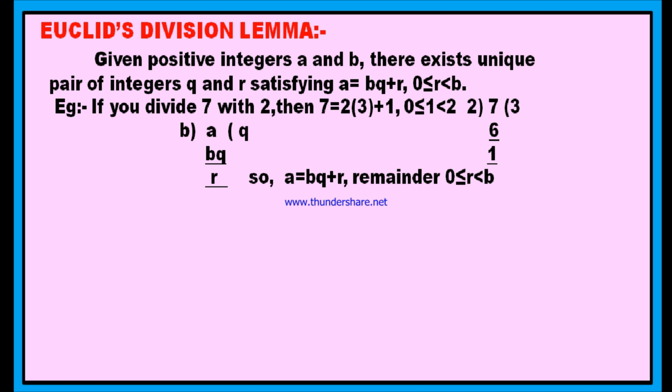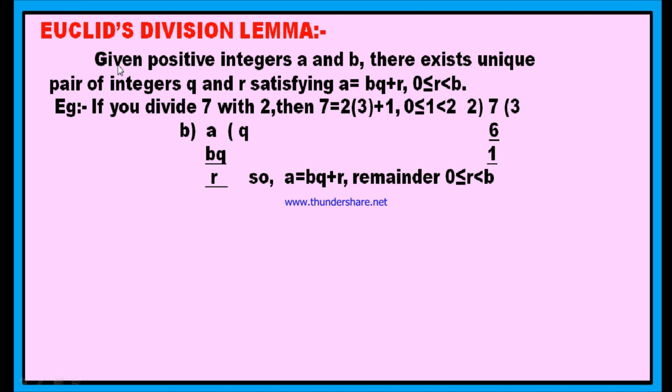Here, what is the remainder in this case? The remainder is r. Therefore the remainder should be greater than or equal to 0, but it should be less than b, less than the divisor. Compare this with the given example, so that you can understand it very easily.